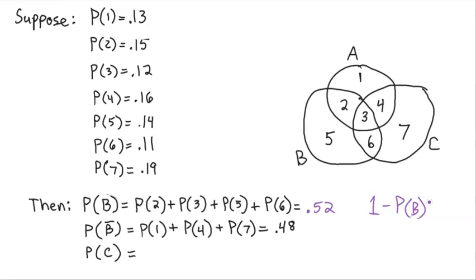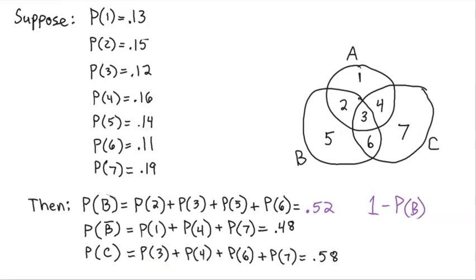Okay? All right, let's do one more. Why don't you try this one? Before I do it, let's identify the probability of C. We can see that C includes 3, 4, 6, and 7. So that's the probability of 3 plus the probability of 4 plus the probability of 6 plus the probability of 7. If we add up those 4 probabilities, we get 0.58. And so the probability of C is 0.58.